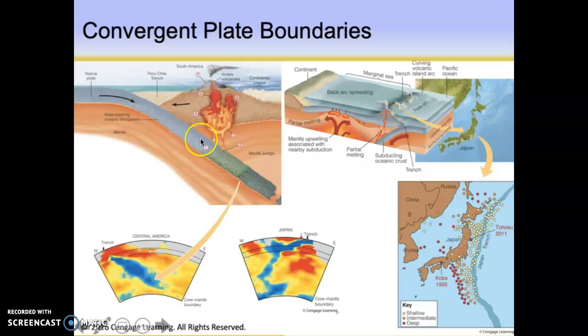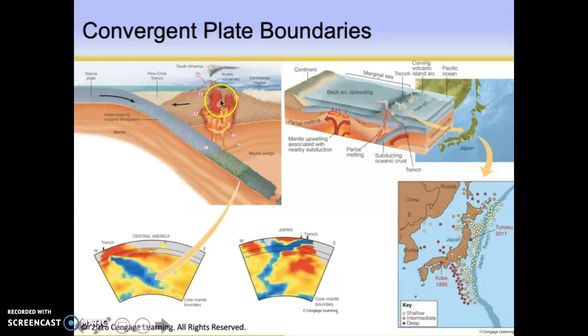In this case, the water in the subducting plate upsets that balance. The water lowers the melting point of some of the minerals that are present in this section of the mantle, and that's why we get partial melting. At a divergent margin, we get almost complete melting due to the loss of pressure. In this case, the addition of water triggers partial melting.